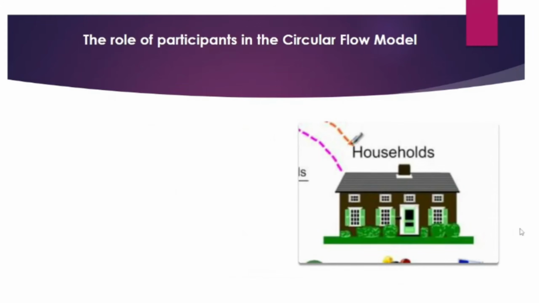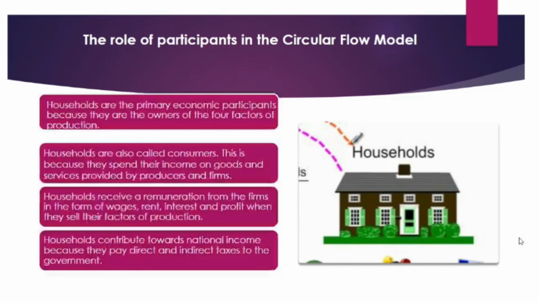All right. And then next we have households. This is a word that also means consumers. Households are the same people who will consume the different goods and services that are produced by businesses or firms. Households are also very important in the circular flow model because they are the primary economic participants and they are the owners of the four factors of production. The four factors of production are labor, land, entrepreneurship, and capital.